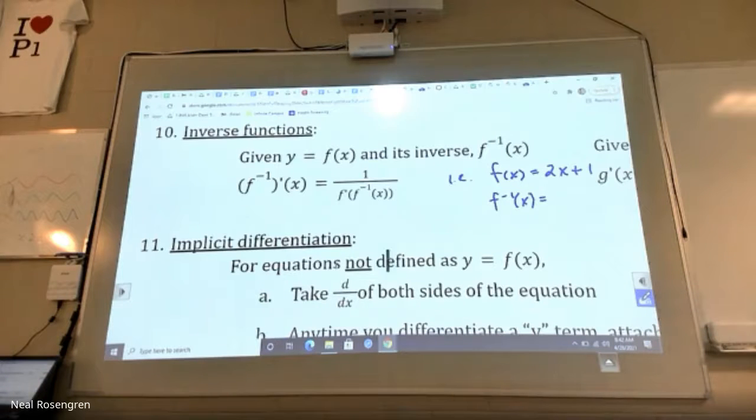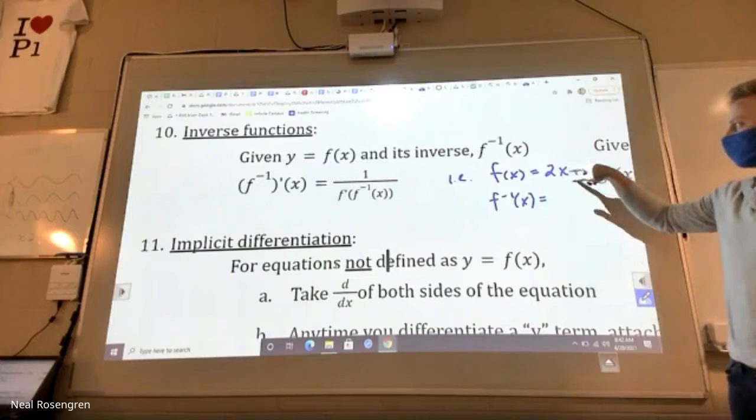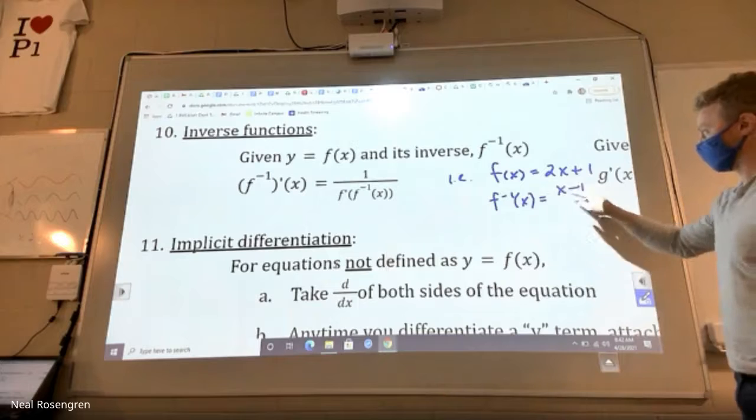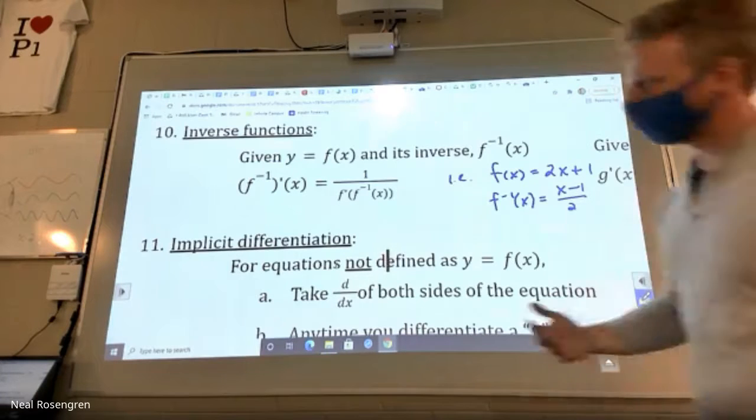But imagine switching x and y. So x and f of x, so there's a y right here. Just have to solve for that. I would subtract 1, divide by 2. So I would eventually get x minus 1 over 2. That would be my inverse. So you have to know both of those parts.